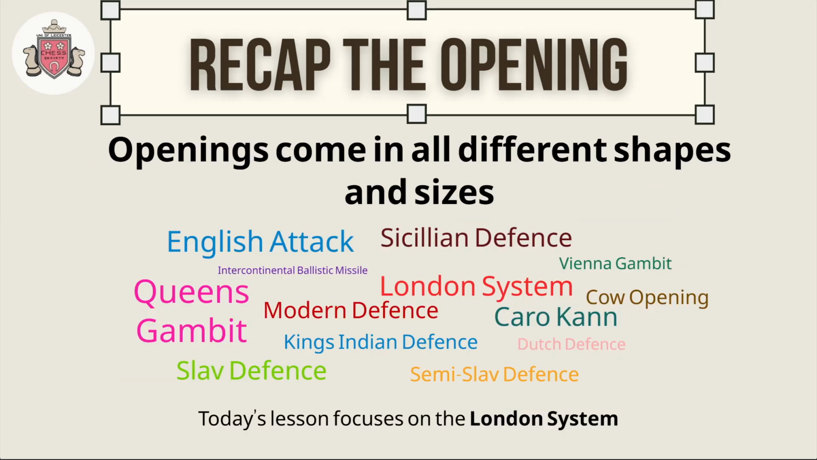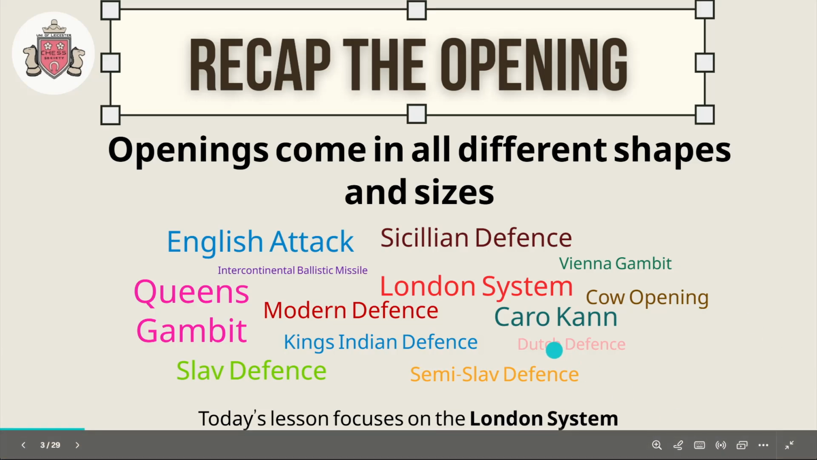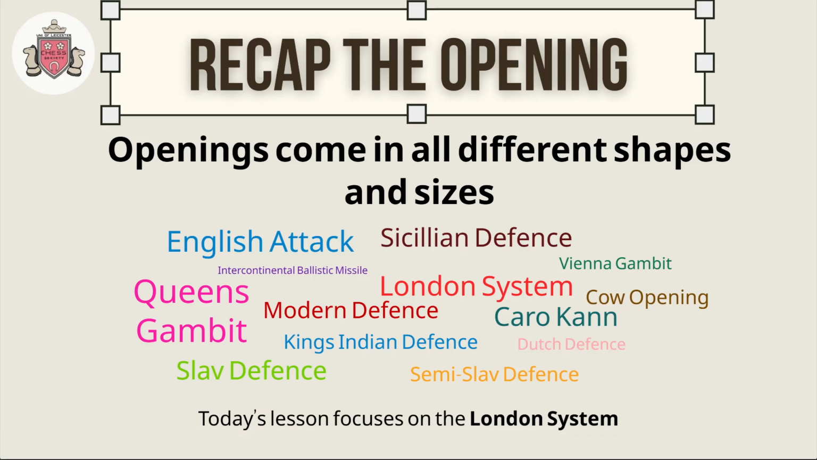Openings come in all different shapes and sizes. As you can see, all these different types of openings are very different in their approach to a chess game. Today we're going to focus on just one of them: the London system. I did have another one in mind. I was going to look at the Caro-Kann today, but then I realized I had 60 slides. I didn't want to bore you with 60 slides, so I figured we'll trim it down to just one. I hope you'll enjoy it and learn something today.